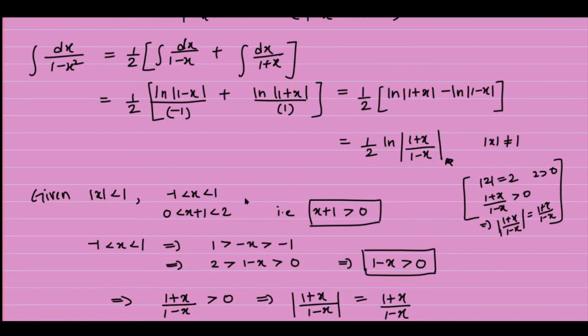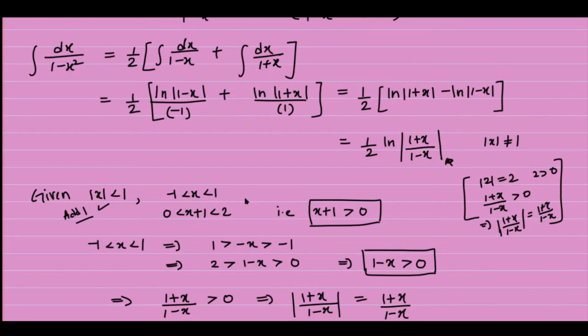Okay. So for this we will show that 1 plus x is positive. So we know mod x is less than 1, which implies minus 1 less than x less than 1. That means x lies between minus 1 and 1. Now we add 1 on both sides.